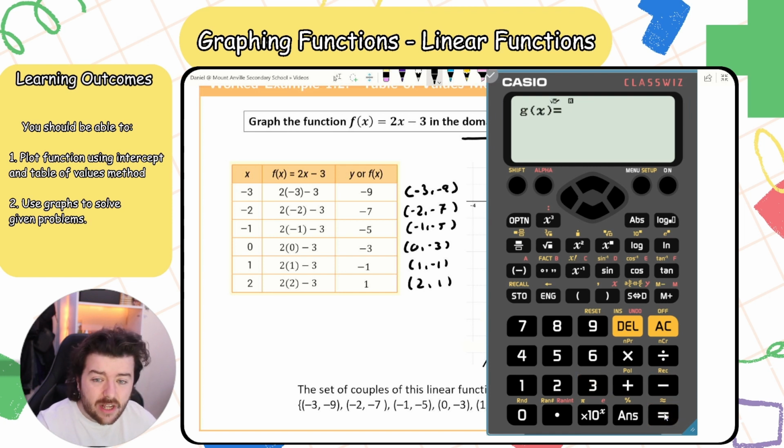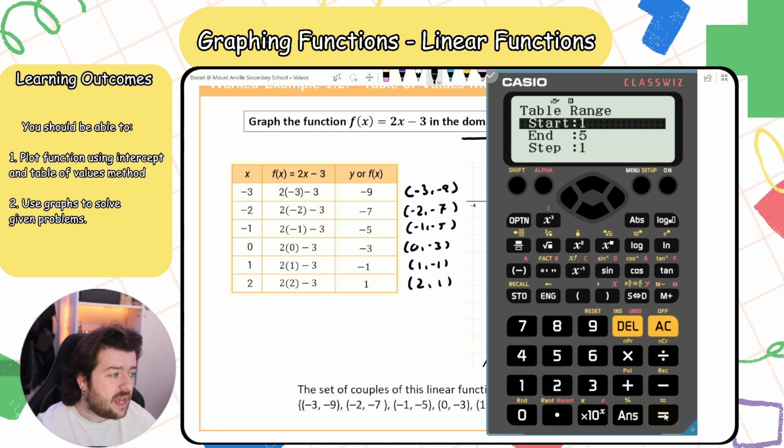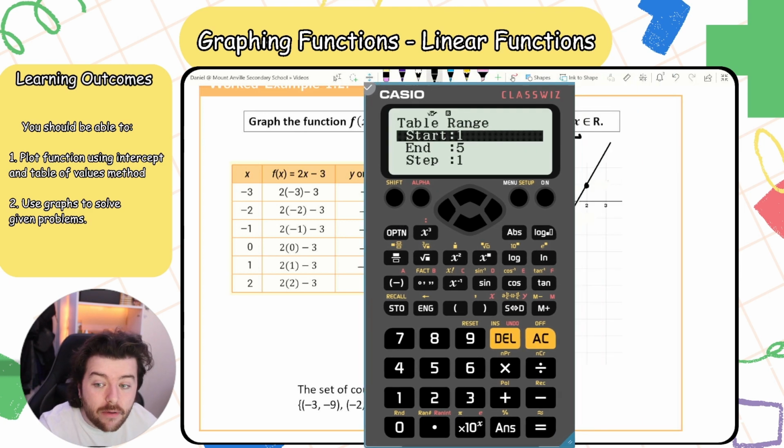Now it gives you something called g(x). This is if you want to plot two functions at the same time and get two different table values, but we don't need to do that, so we're just going to click equals. We're going to ignore that. Now it's going to ask me for my table range. This is my input values.